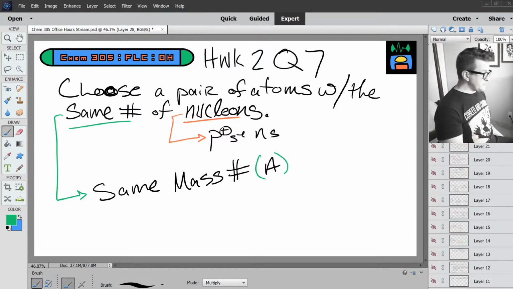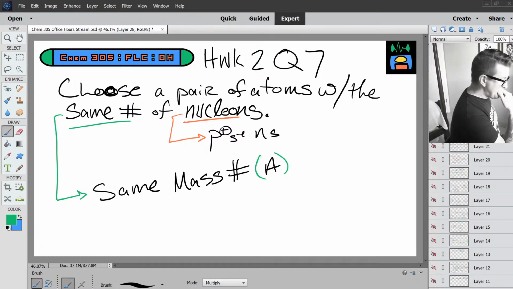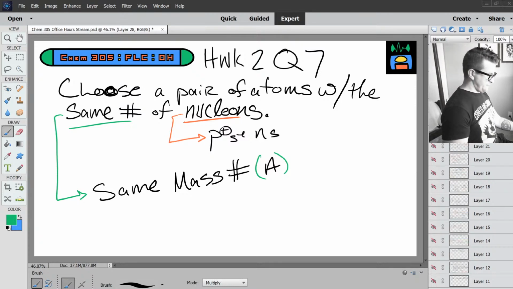Okay, Kate, a little confused on lab 3. Okay, let me pull lab 3 up. On lab 3, how do we time how long a stick?